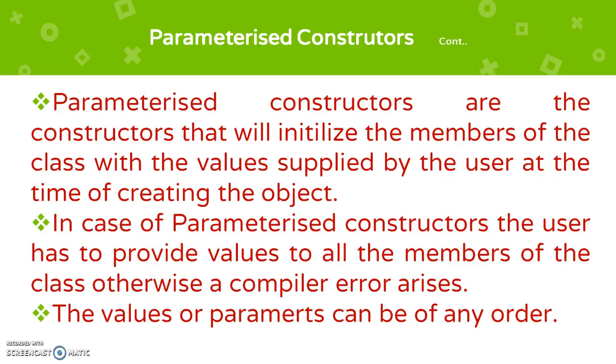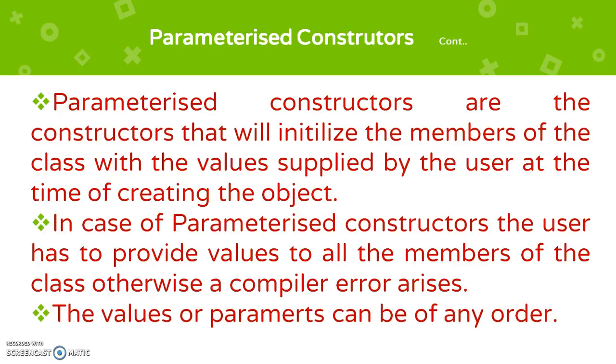In case of parameterized constructors, the user has to provide values to all the members of the class, otherwise a compiler error arises. What I mean is, if my class has some 4 members, member 1, member 2, member 3, member 4, if I'm using a parameterized constructor, I should give all the 4 values for the 4 members. Otherwise, in sense, if I give 3 values, one of the members will not have a value and hence we get an error message or some kind of a compiler error.